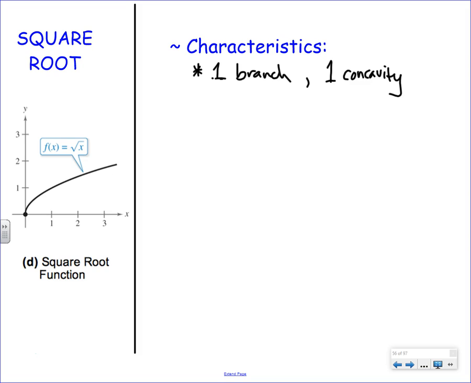What concavity is this one right now? Is it part of a frown or part of a smile? That's not a smile, is it? If you finished it, it would be part of a frown, true? So it's concave down. Its parent function is concave down. If it gets flipped, it will be concave up.